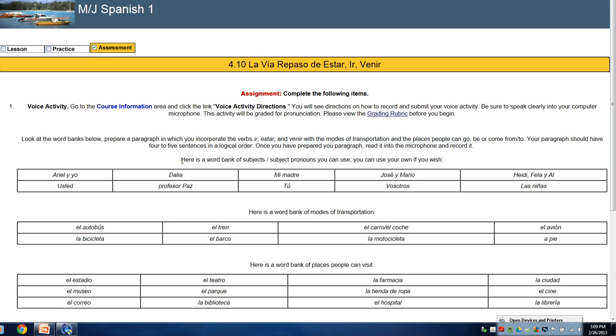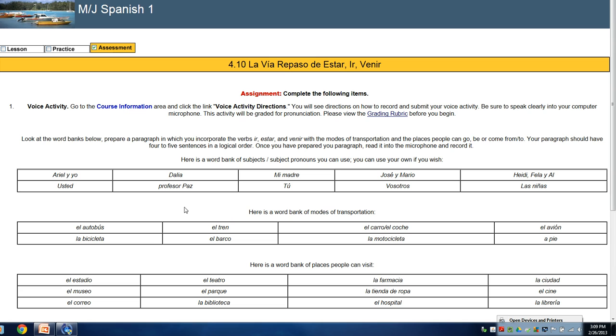So the first thing is they're giving you some words to start with, a little bit of help. So here's the word bank of people, subject pronouns, and subjects that you can use if you want, okay? So you can pick and talk about Dalia, you can talk about las niñas, the children, the girls. You can talk about el profesor Paz, okay? So you can talk about any of these people. You can talk about Jose y Mario, so there would be 2 people there.